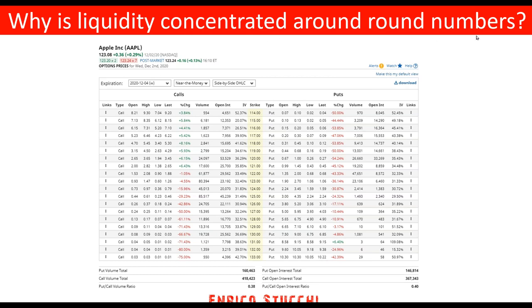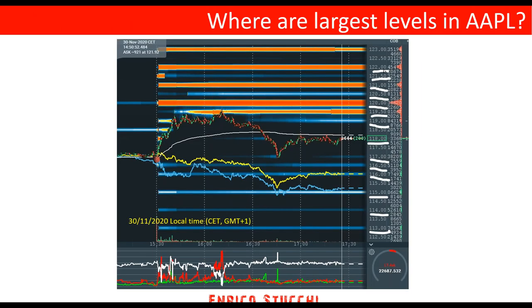Why is liquidity so concentrated around round numbers? Because at round numbers you have strike prices for options. So for instance, if you are an option seller and the price goes against your position, you have to hedge your position with the underlying, or adjust the position on options, but also buying or selling the underlying. So the very important levels are protected with liquidity. That's the reason for that. One of the reasons, I don't know if it is the only reason, but I think it is the most important one.